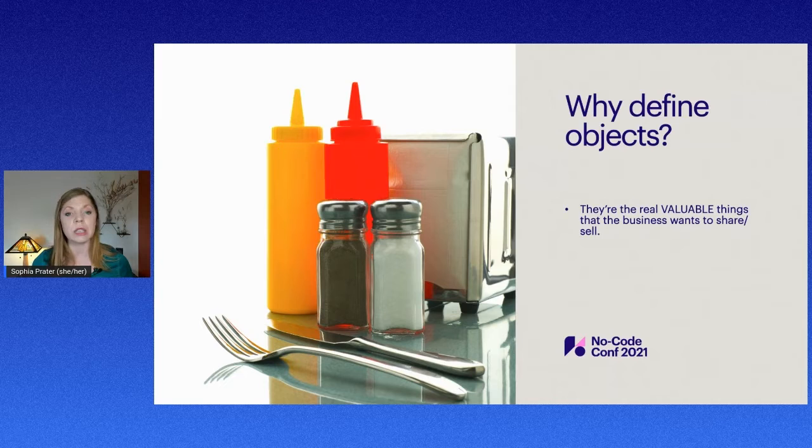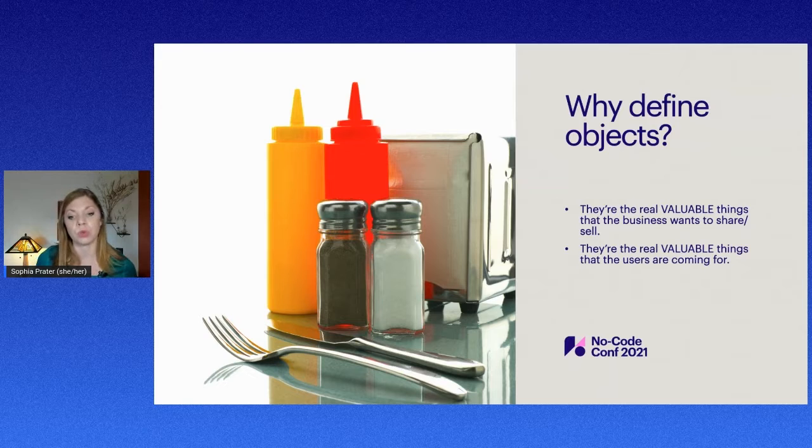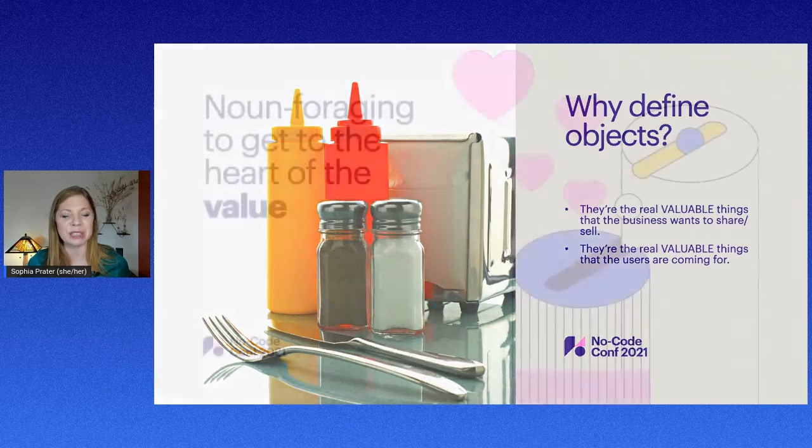Our screens and our components are simply a means to an end. So what we want to do is we want to start out with those real valuable things that our business is wanting to share or sell and that the users are actually coming for. So we need to identify those things. So how do we identify those things?